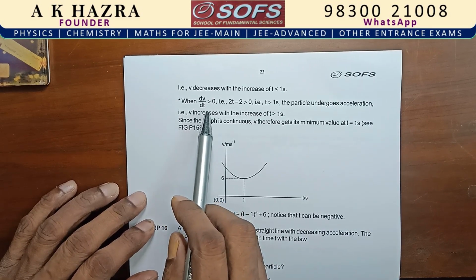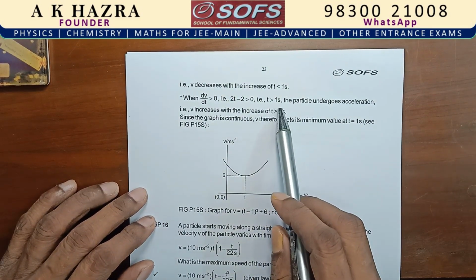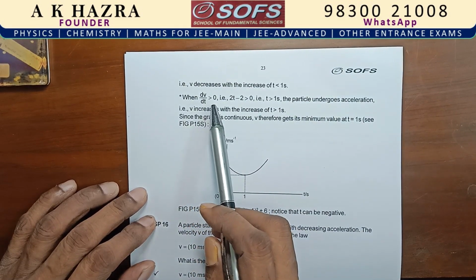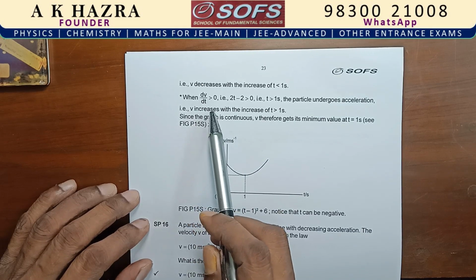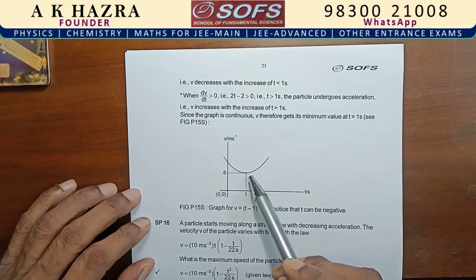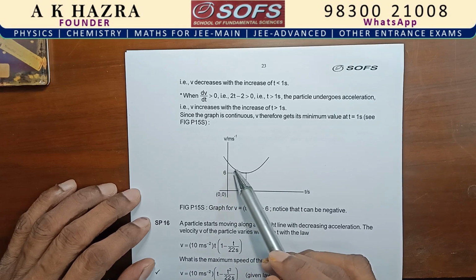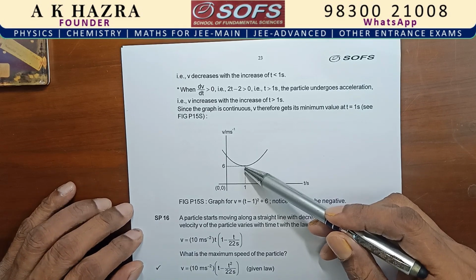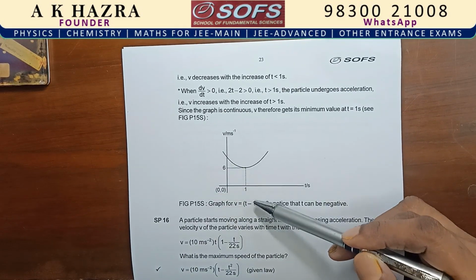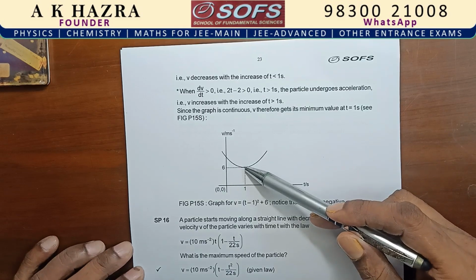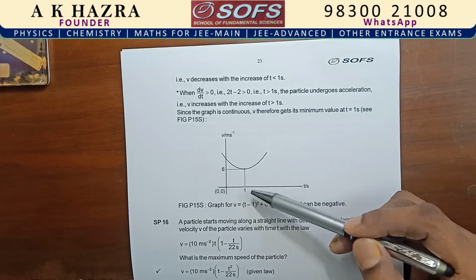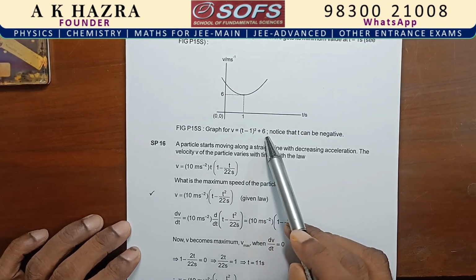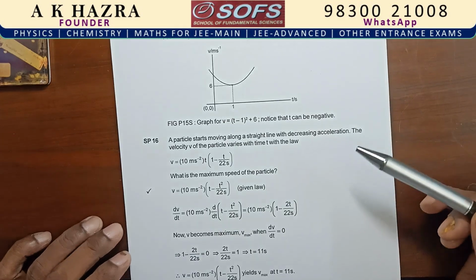Again, next you see, when dv/dt is greater than 0, that is t greater than 1 second, the particle undergoes acceleration, because dv/dt greater than 0 means v increases with the increase of t. So when t increases, v also increases. And since it is a continuous function, clearly at t equal to 1 second we have the minimum value of v, which is equal to 6. So graphically also we can have the answer. It is a graph of v equal to (t - 1) whole square plus 6. Actually it is a parabola.